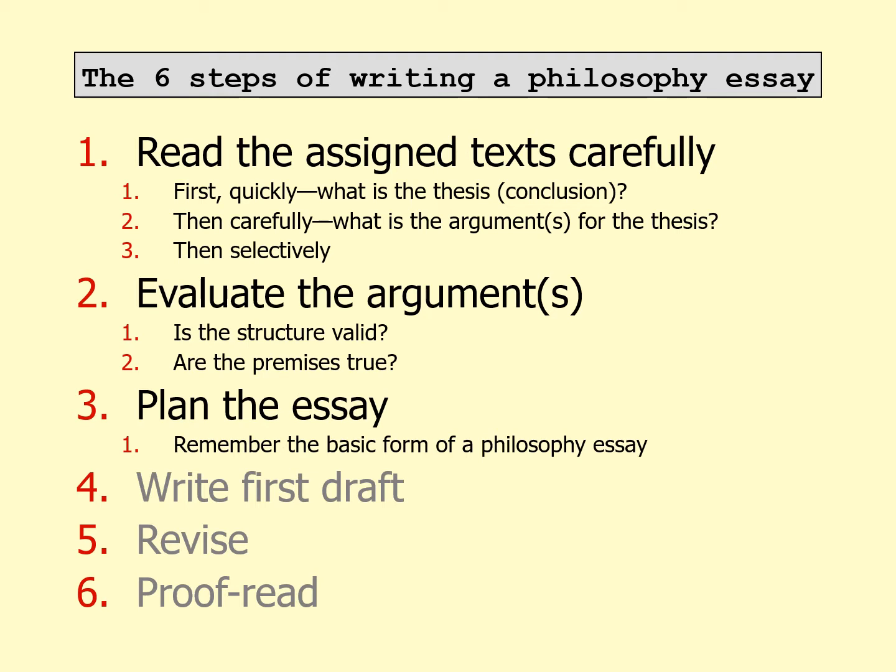In step 2, we looked at a way of evaluating those arguments you identified through the key concepts of soundness of an argument, validity, and truth. And in a previous lesson, step 3, we made a plan for your essay according to a commonly used form of a philosophy essay, what I call an argument outline plan.